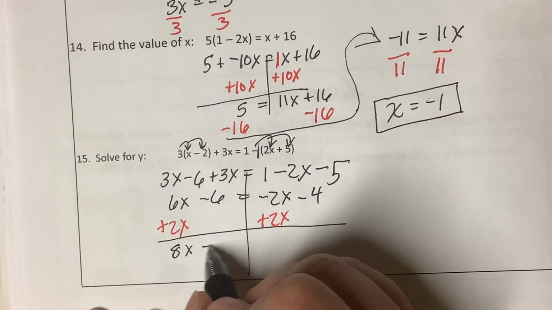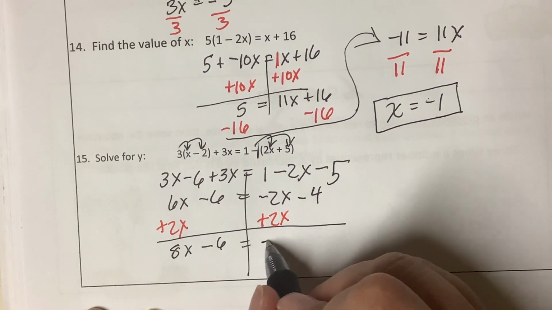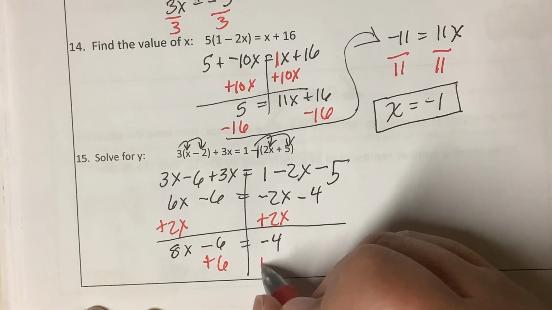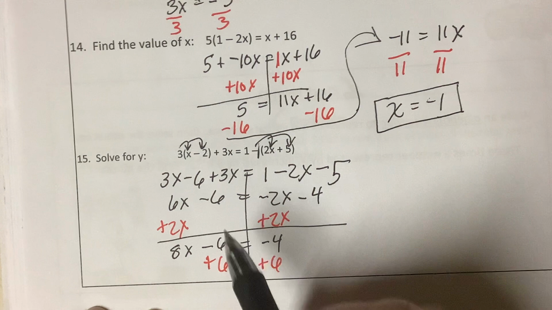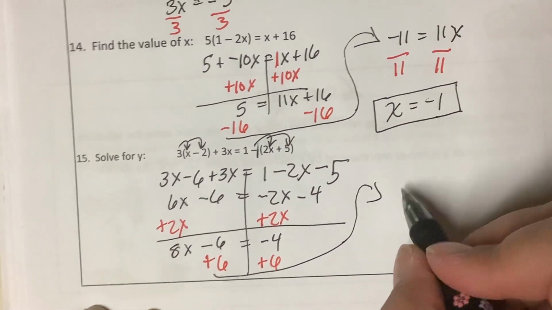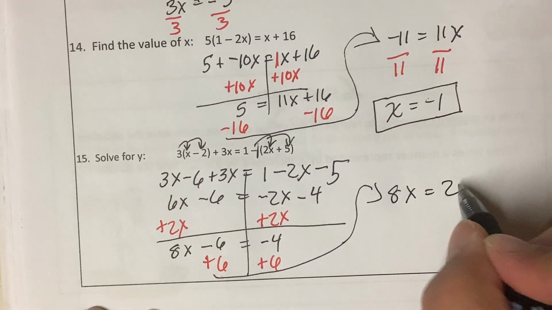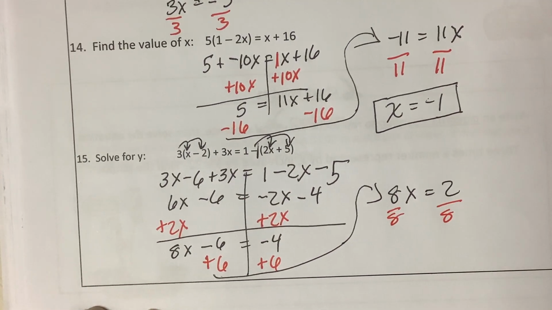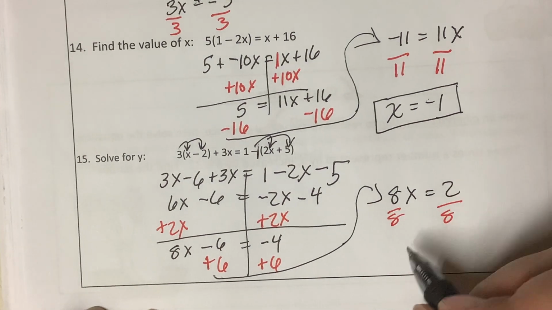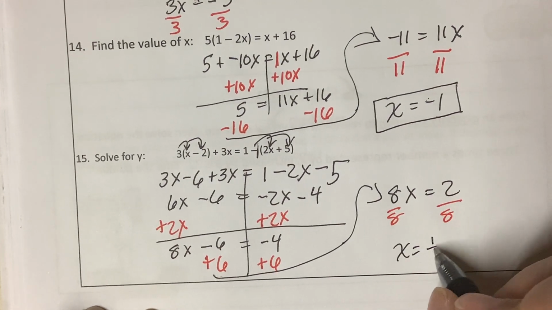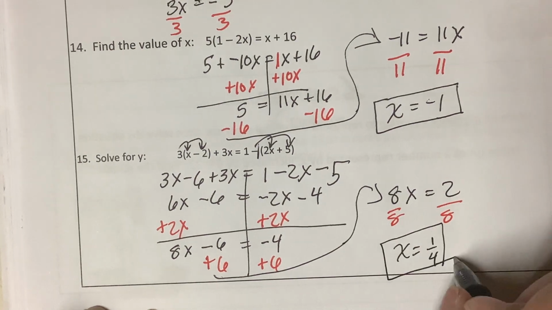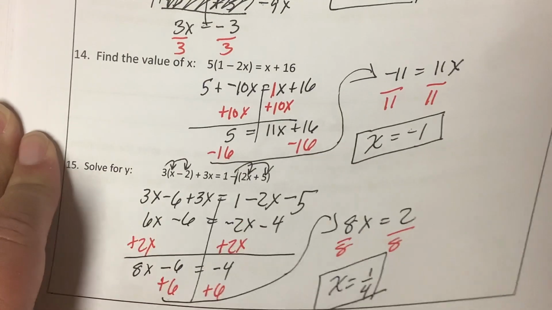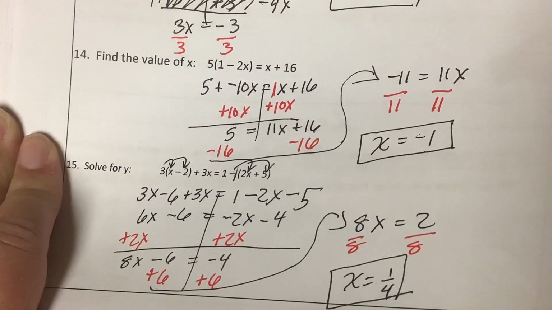8x minus 6 equals negative 4. Add 6 to both sides, and I get 8x equals 2. Divide both sides by 8, and x equals 1/4. Why do I feel like this is familiar? I'm going to check. All right, so I have x equals 1/4. Did I do that problem yesterday? I think I might have. Wait, did I get x equals 1/4 for an answer over here?